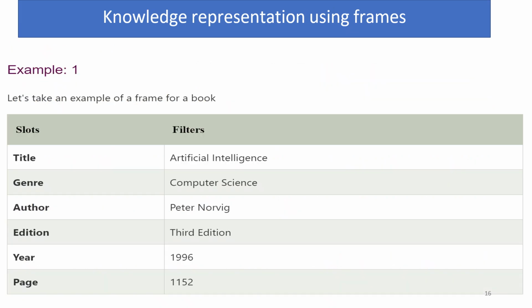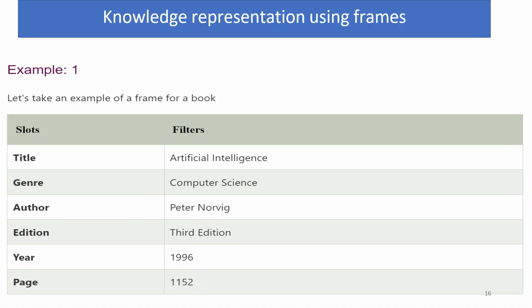Moving to the next slide, knowledge representation with example 1. Here is an example of a frame for a book with its slots. The frame representation stores knowledge about the book using slots and fillers. The frame is the book, the slots are the attributes of the book, and the fillers are the values assigned to each attribute. Title is Artificial Intelligence, the name of the book. Genre is computer science, the category the book belongs to. Author is Peter Norvig, who wrote the book.